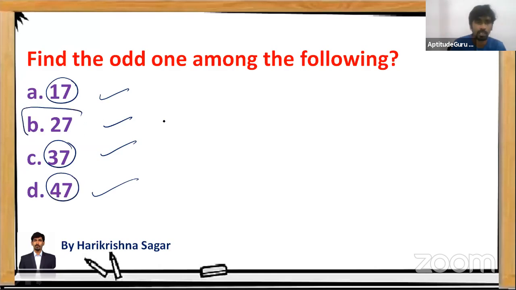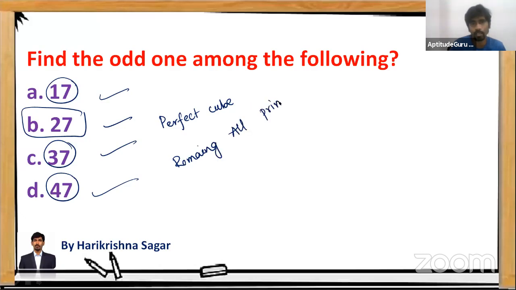This is going to be a perfect cube, remaining all are prime numbers. So we can say our answer choice is going to be option B. Remaining all are prime numbers, answer must be option B. Have a glance on the next question.